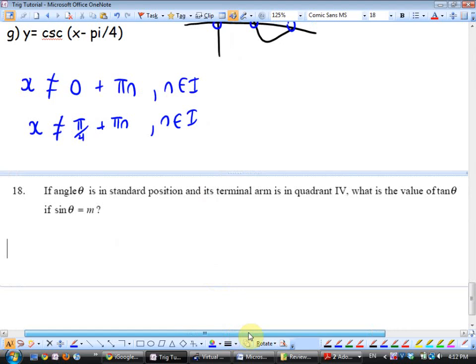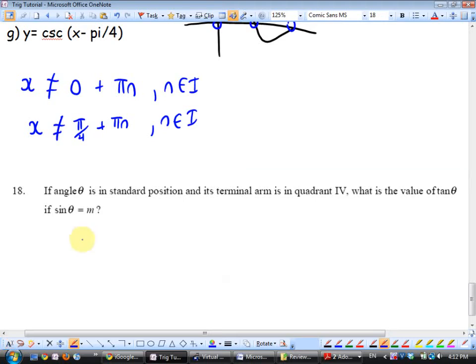Whenever they give me something like this, read the question. This is going to be an X, Y, and R question. They want me to find tangent. Tangent is what over what in terms of X, Y, and R? Tan theta is going to be Y over X. Now that almost always means that they give me another trig function, and that trig function will give me two of X and Y and R.